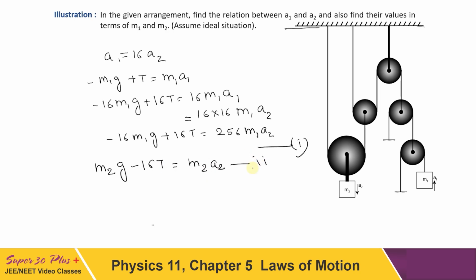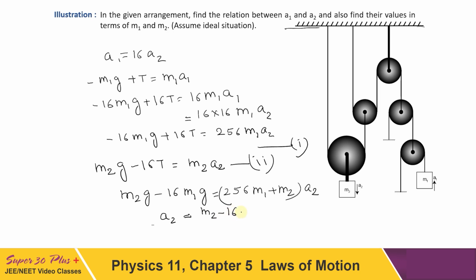This is our equation number 2. If we add equation 1 and 2, because 16t will get cancelled, we can write m2g minus 16 m1g is equal to 256 m1 plus m2, with a2 taken common. So we got the value of a2, that is equal to m2 minus 16 m1 multiplied with g, and this whole divided by m2 plus 256 m1.